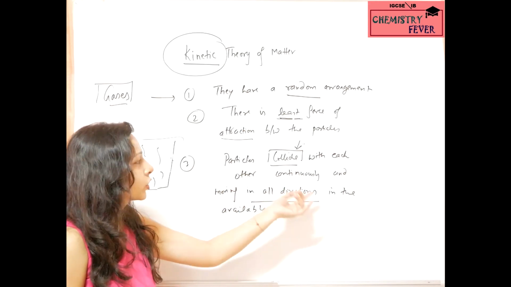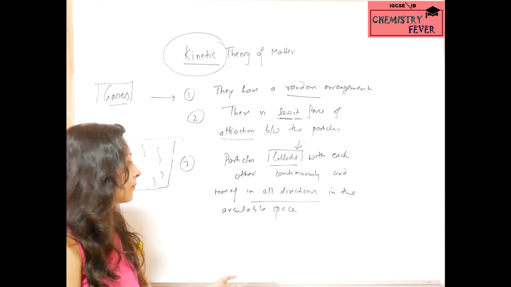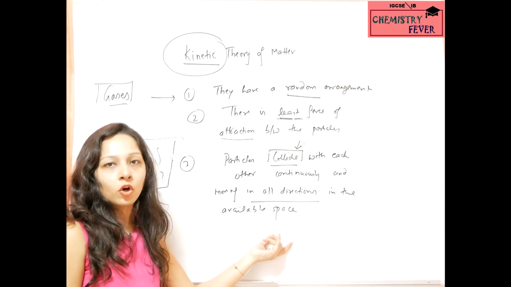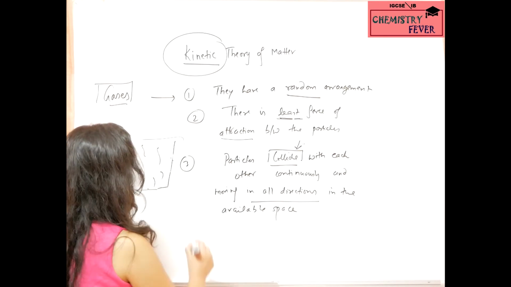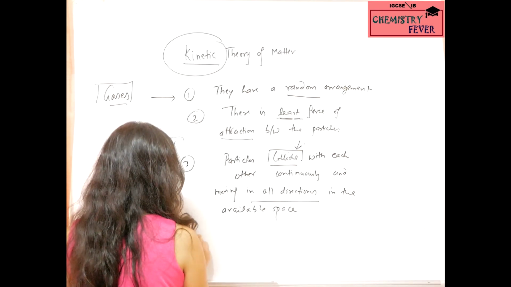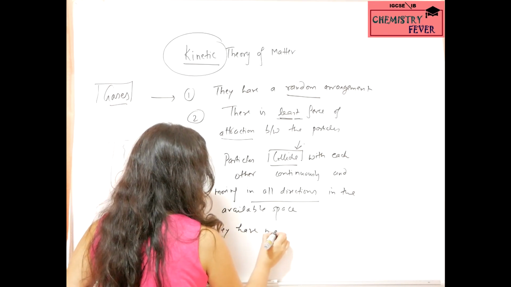Next is the particles collide with each other with greater energy because there is huge space between them, and they are already moving in all directions with different velocities, right? They have highest energy, or they have max energy.